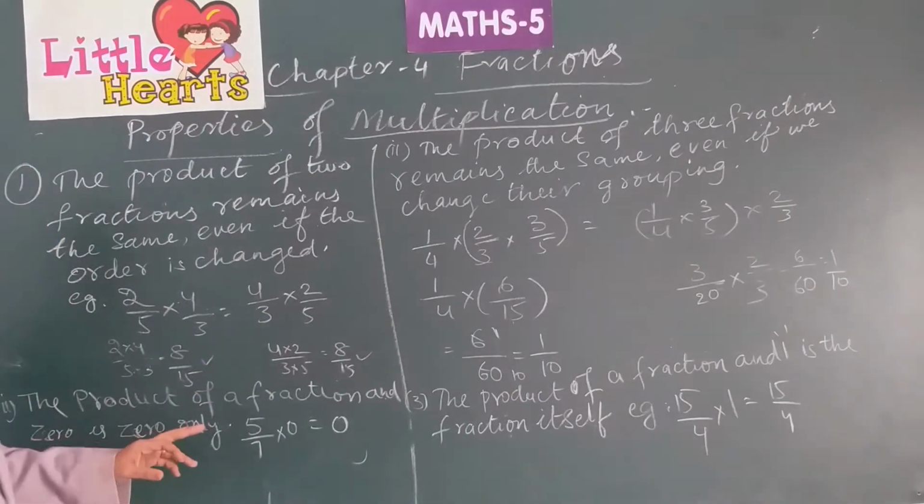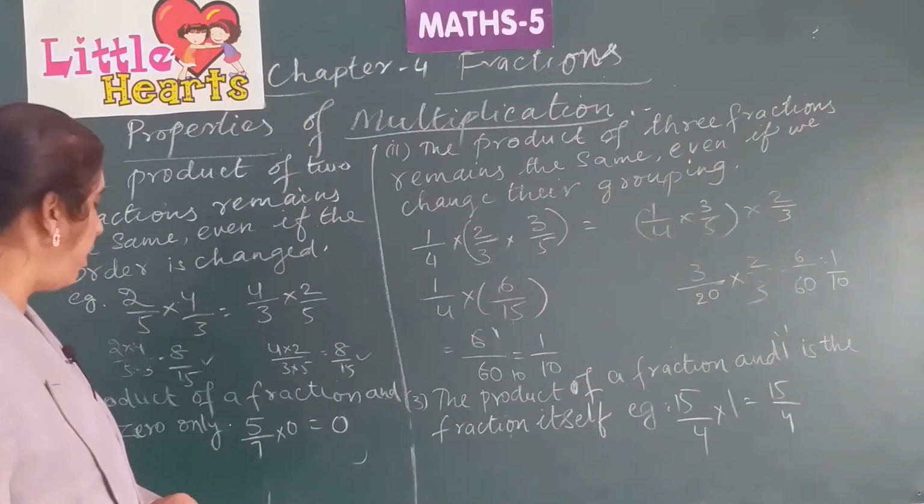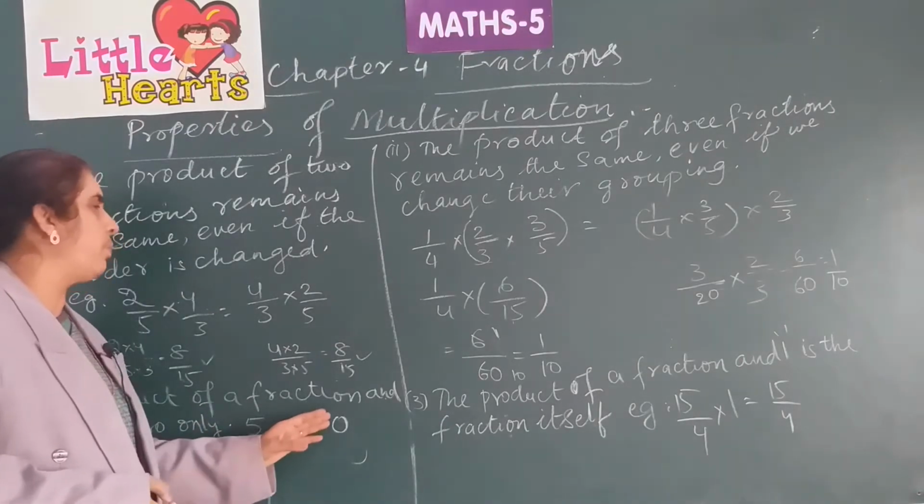The product of a fraction and 0 is 0 only, just as in whole numbers. 5 by 7 into 0 is equal to 0.